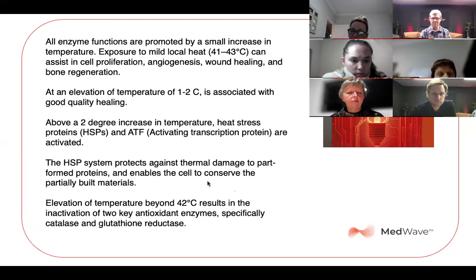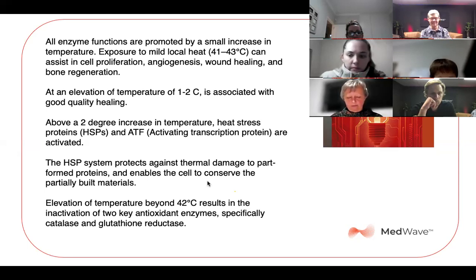When we heat up a bit more, we trigger what we call heat stress proteins. And those heat stress proteins and also the activating transcription proteins, they protect the body against the heat damage. They protect the work that they're busy doing. They protect proteins that they've just made, that they're still busy forming. They help the cell not damage anything that it's been busy with. And actually it strengthens and builds resilience in the cells.